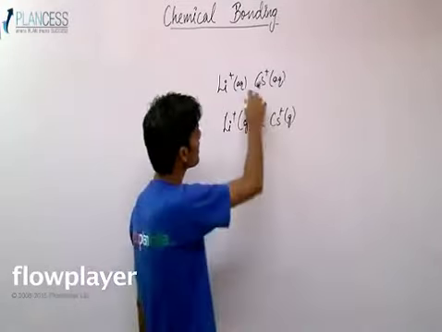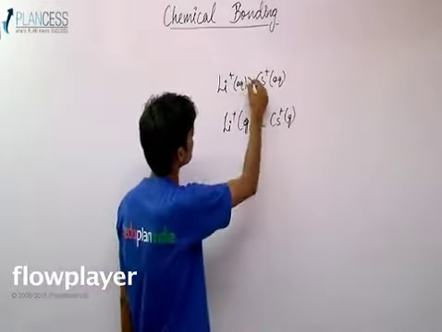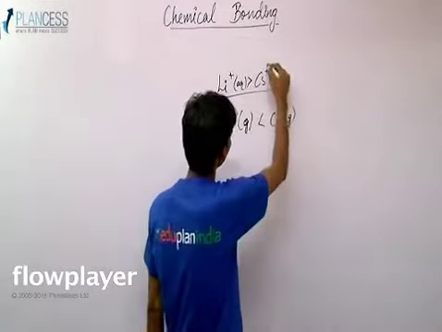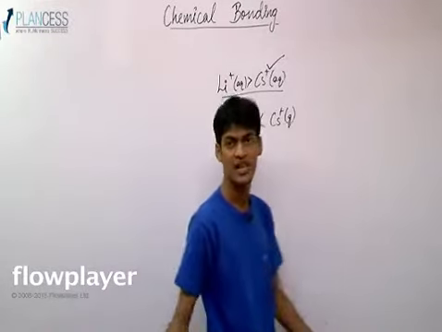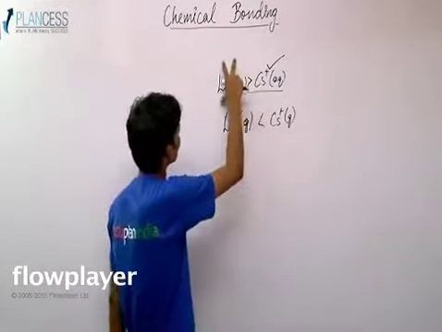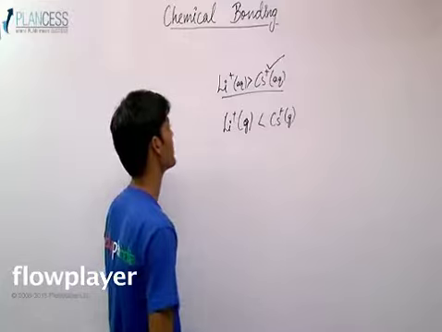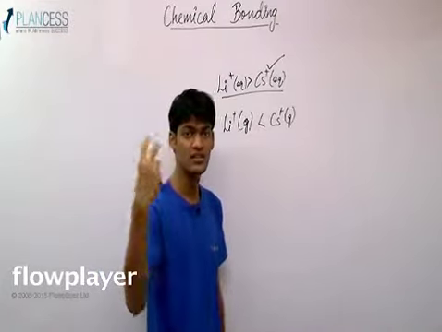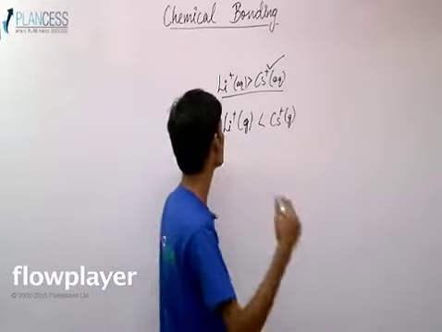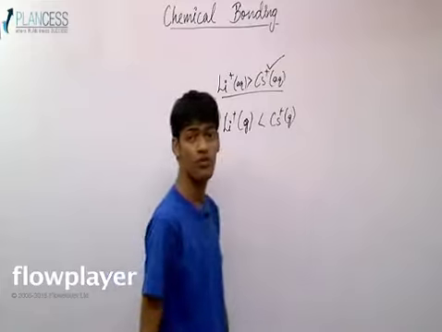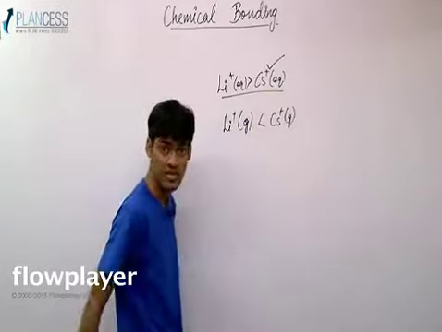But here, the size of the hydrated Li+ is greater than the size of the hydrated Cs+, so the mobility of Cs+ is in turn greater than that of Li+. Now why does this happen? The smaller the ion is, the more probability of it being heavily hydrated, because the positive charge is concentrated on a smaller area, so it attracts the lone pairs of the water molecules much more strongly as compared to Cs+.